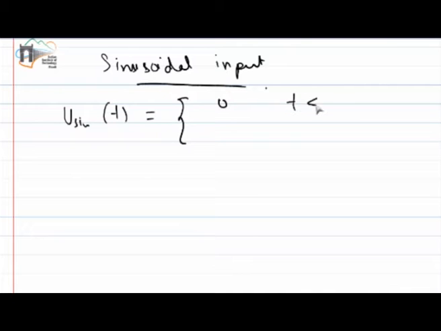So I would have the basic equation for the sinusoidal input. We have 0 for t less than 0 and a sine omega t for t greater than or equal to 0, with the Laplace of this.